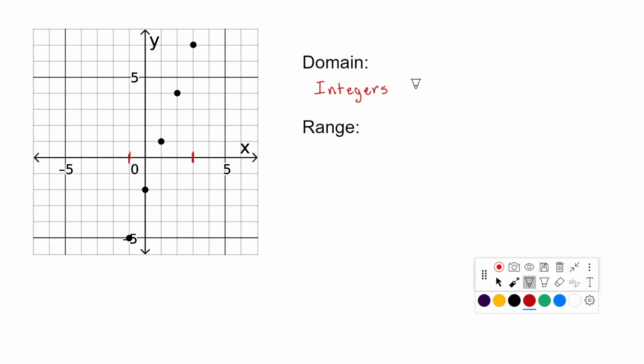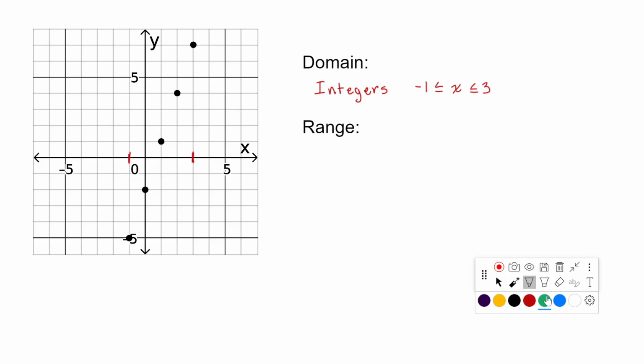So it's integers, and I'm going to have -1 to +3, but I'm not going to write it using interval notation. I'm going to write it as a compound inequality. So x is greater than or equal to -1, x is less than or equal to 3. So our domain is integers where x is greater than or equal to -1 and x is less than or equal to 3. And I say equal to on those because we are including the values -1 and 3.